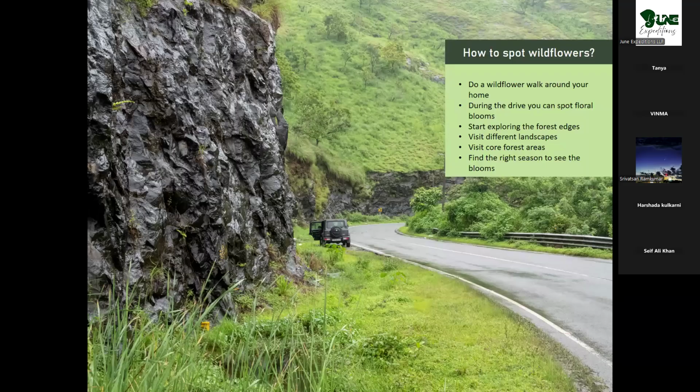So initially you can see the big patches of wildflowers that are in bloom, and then you can start searching for a specific wildflower if you want to see something rare or some very small one. Initially those big blooms, even though they are very visible in particular places, you can visit there and start seeing the wildflowers.